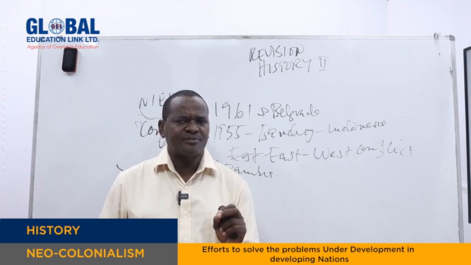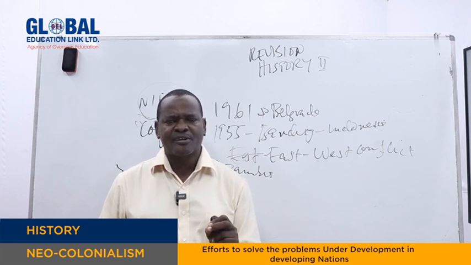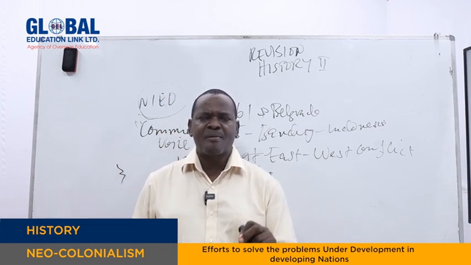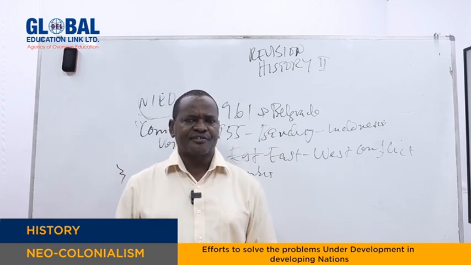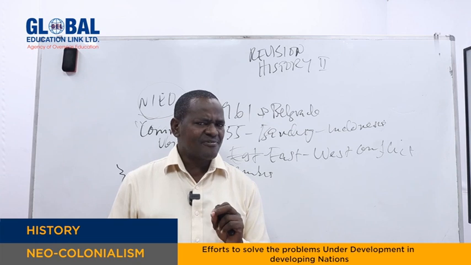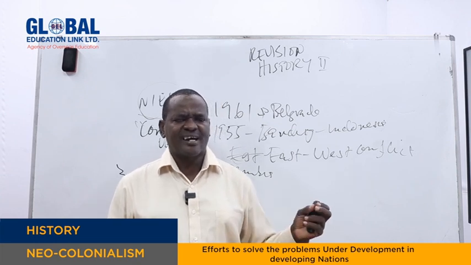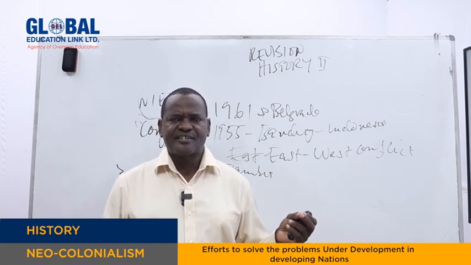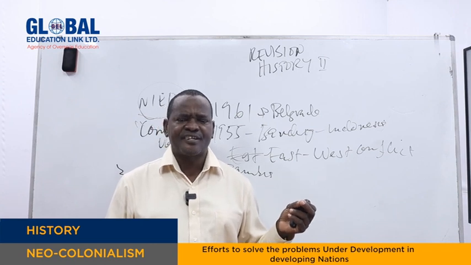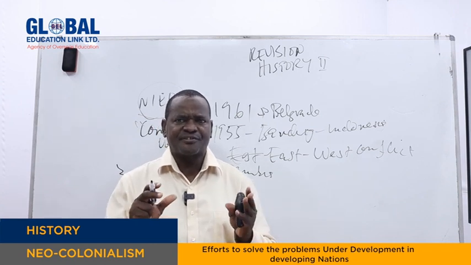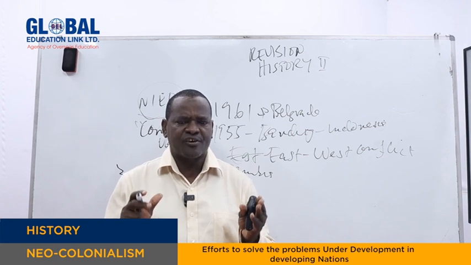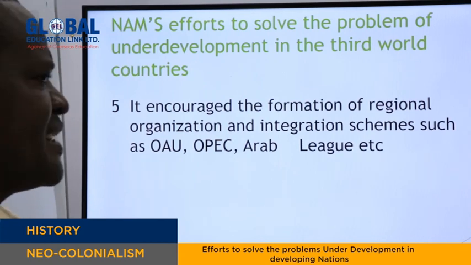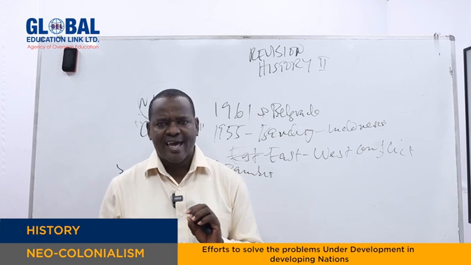They believed that this would help to solve the problem of underdevelopment because they would increase cooperation among the members of those particular organizations. This is what they believed. And also they believed that by forming regional integration schemes, like what we have today, ECOWAS, the Economic Community of West African States, the East Africa Community, or others like ASEAN, the Association of Southeast Asian Nations, that would help a lot to improve the economy of third world countries. This is also another very important thing they believed would help a lot to solve the problem of underdevelopment.